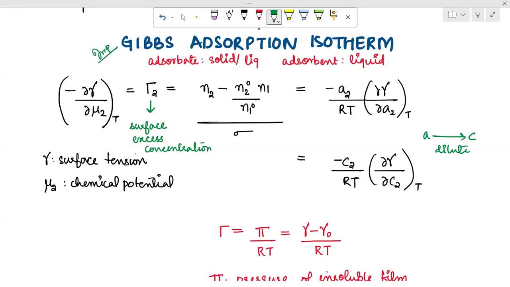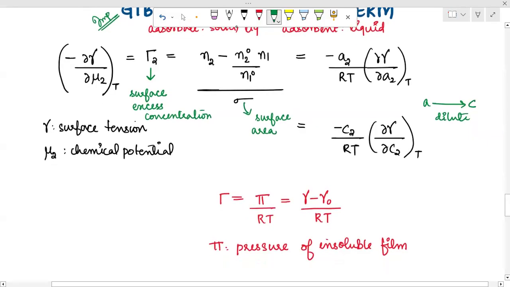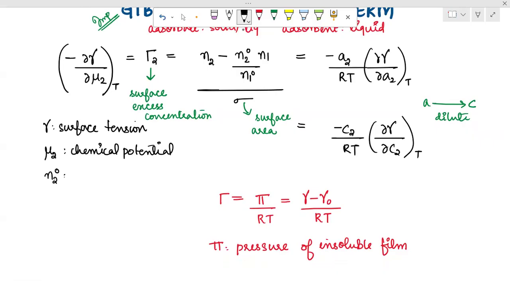Important. This surface excess concentration is equal to (N2 minus N2 naught by N1 naught into N1) by sigma. What is sigma? Sigma over here is the surface area. And what are N2, N1, N2 naught and N1 naught? Let me write it over here. N2 naught is the amount of solute in bulk. N1 naught is the amount of solvent in bulk.